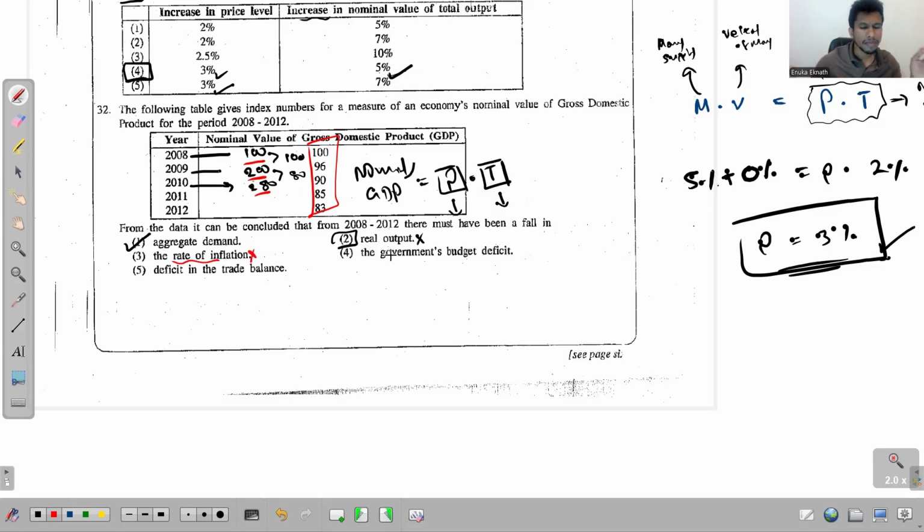So this is wrong then. The fourth one, the government's budget deficit. And the fifth one, deficit in the trade balance. Okay, the fourth one is about the budget deficit. So just by looking at the nominal GDP, we can't comment on that. And the trade deficit, again, simply by looking at the nominal GDP, we can't comment on the trade balance. Right? Simply by looking at these values, we can't comment on that. So for this question 32, answer has to be the first one.